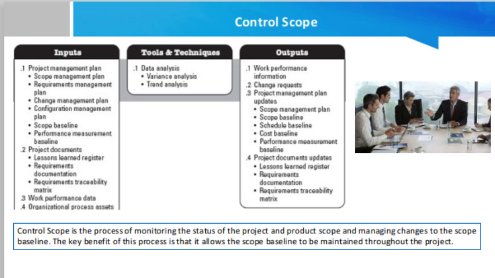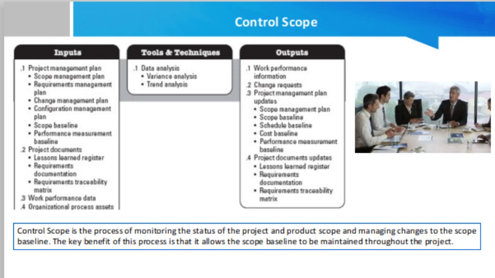Friends, control scope is the process of monitoring the status of the project and product scope and managing changes to the scope baseline. The key benefit of this process is that it allows the scope baseline to be maintained throughout the project. Control scope is a process that allows the scope baseline to be maintained throughout the life cycle of the project. The inputs for control scope are project management plan, project documents, work performance data, and organizational process assets.